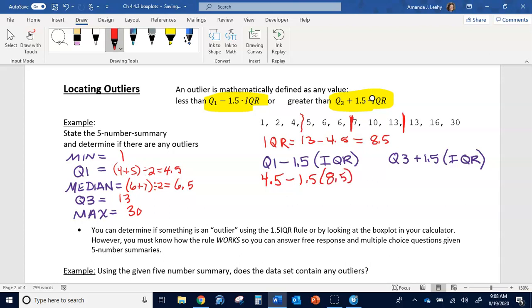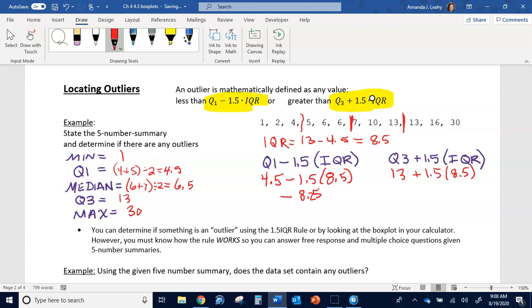And I'm going to do this in my calculator. Remember, order of operations. If you type it in just like this, you should be fine. But that gives me, on the lower end here, a negative 8.25. Okay. On the upper end, I'm going to take quartile 3, that's 13, and I'm going to stretch that up by 1.5 interquartile ranges, so 1.5 times 8.5, and I'm going to pop that into my calculator.